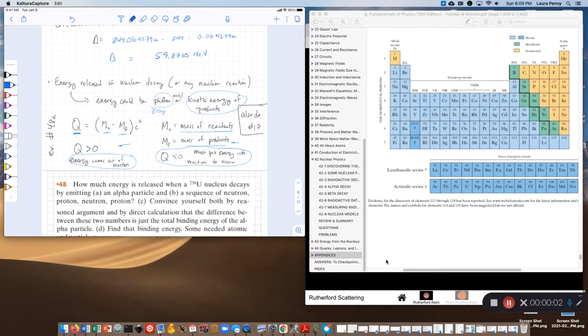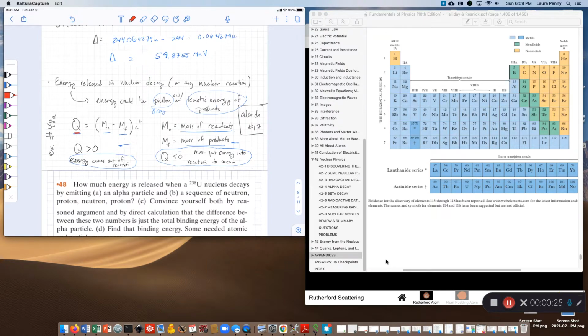Okay, so I just said this, but when we have energy released in a nuclear decay or any nuclear reaction, the energy can come out either as a photon. Generally, it comes out as the kinetic energy of the products, but sometimes it does come out as a photon as well. The amount of energy that's going to come out is always written as Q, even though it's not always heat.